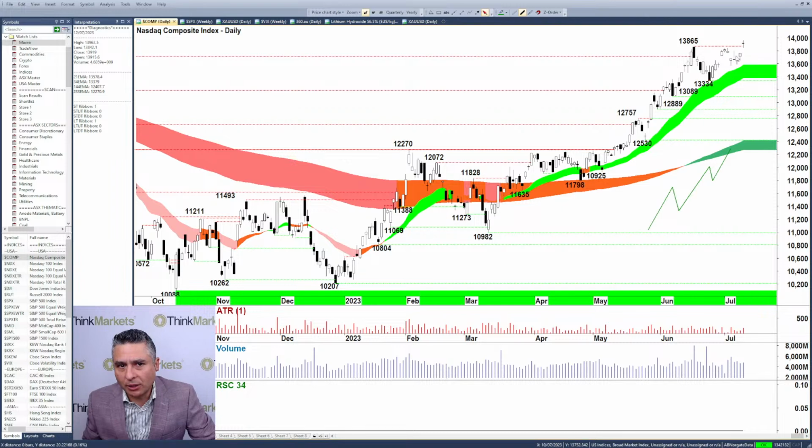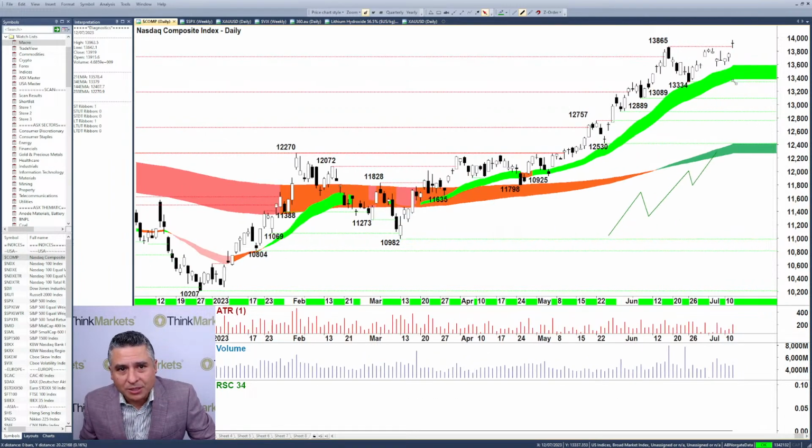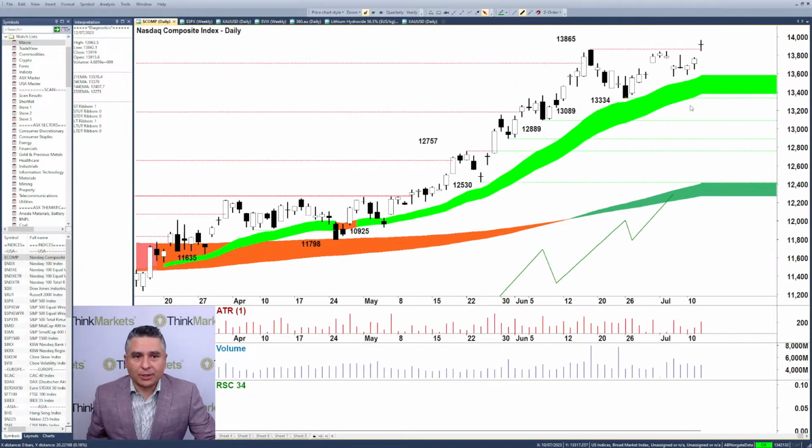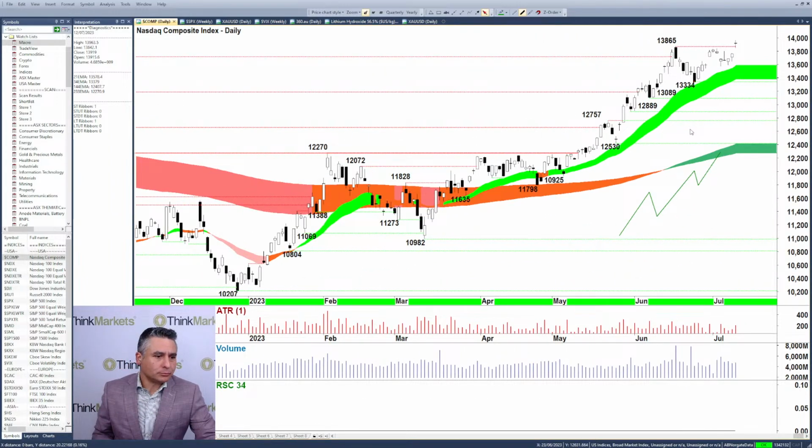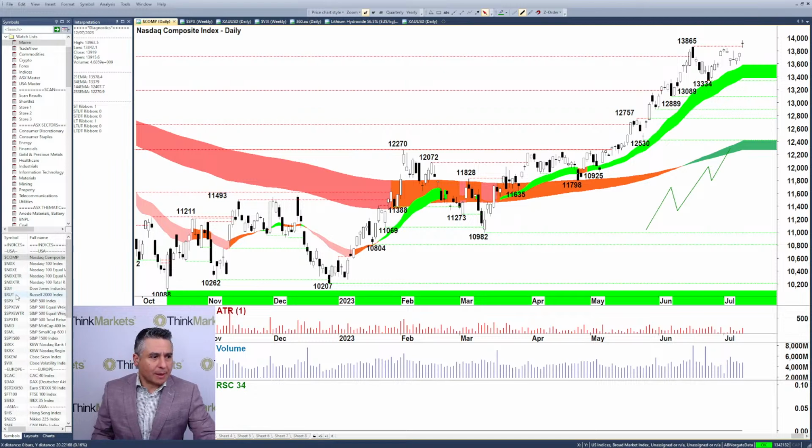Last night's candle was fine. Lower shadow greater than upper shadow, and I think it's a little white body, if I'm not mistaken. Well, at least it's a bit of a doji. So stay the course on the Nasdaq. Let's do a little bit of a tour, and I might just click here.